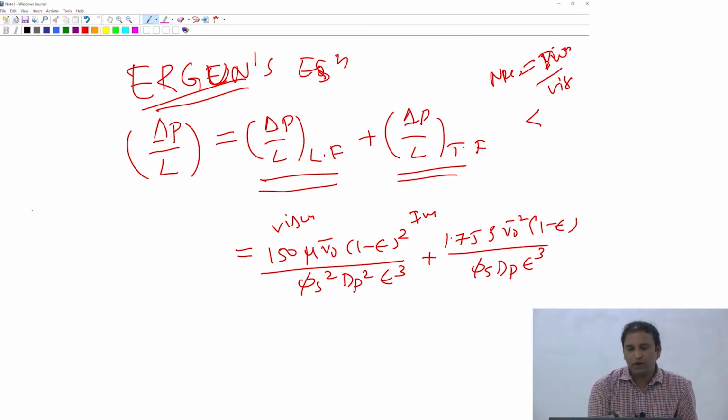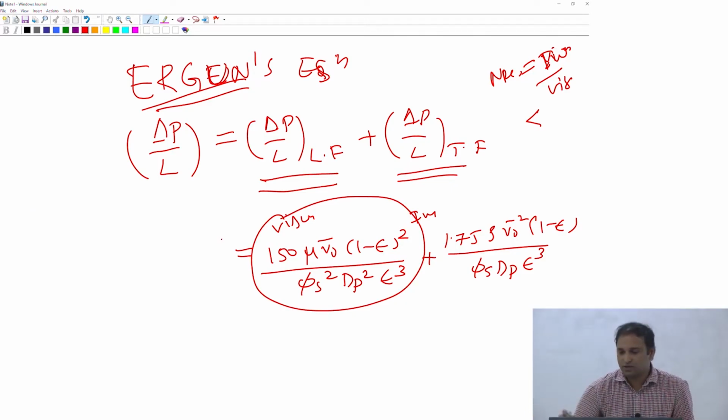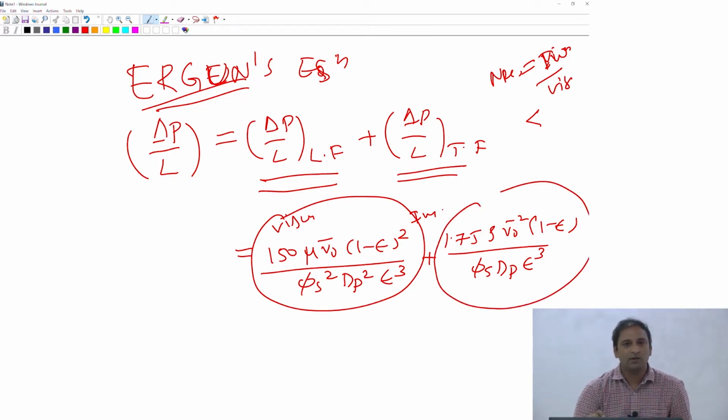The point that I want to make is that under laminar flow conditions, this is the term which dominates the pressure drop. If you go to turbulent flow conditions, this is the term that dominates the pressure loss. However, if you have any Reynolds number in between, there is a contribution of both of these terms to the pressure drop.